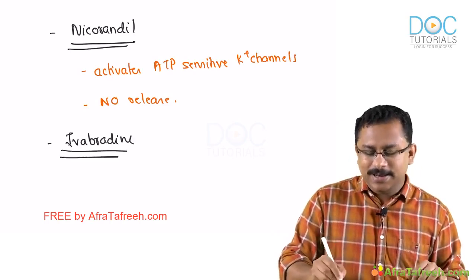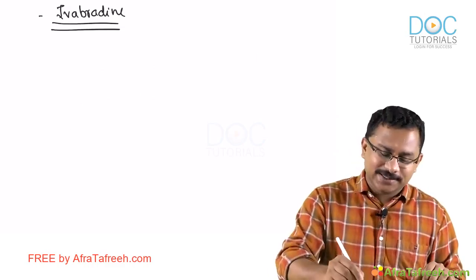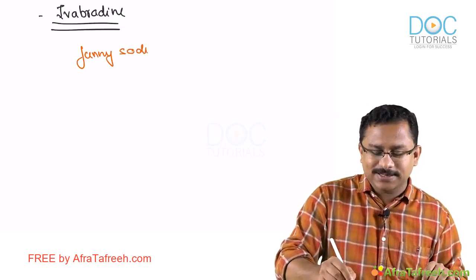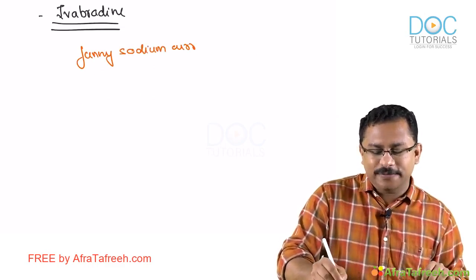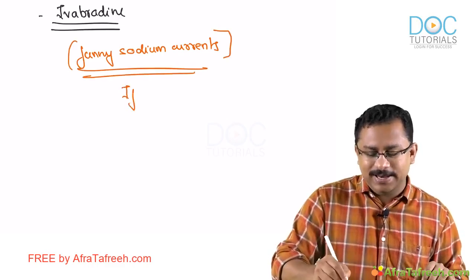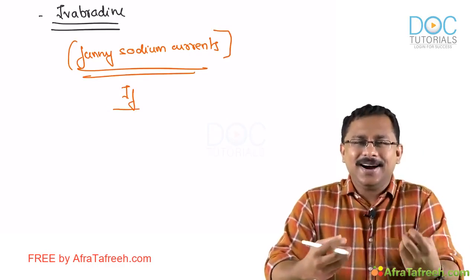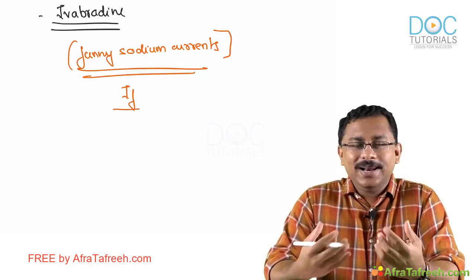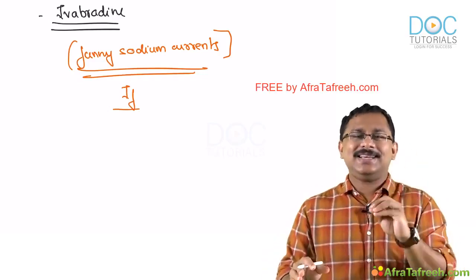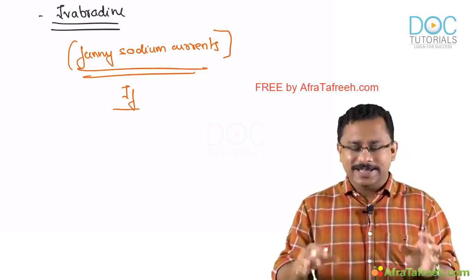Then another drug that is an anti-anginal drug is ivabradine. Ivabradine acts on the funny currents, the funny sodium currents, IF. I am sure you have learned this in your pharmacology lessons. It will decrease the heart rate and actually preserve the energy of the heart. Now these are the anti-anginal agents that are used in the management of angina.